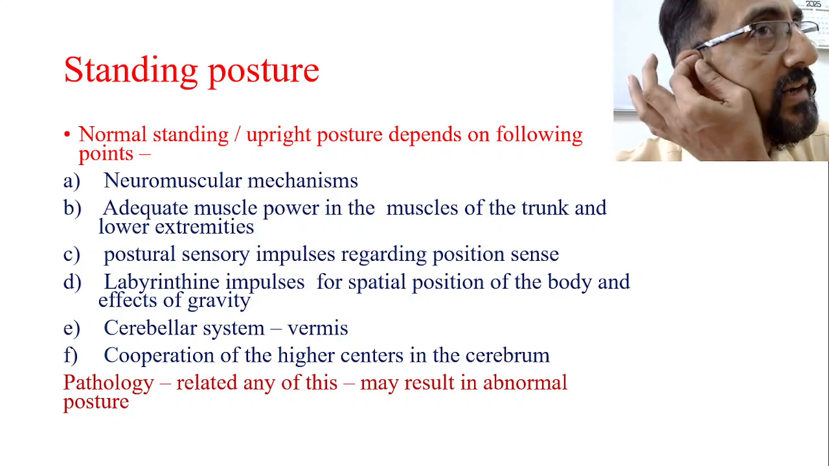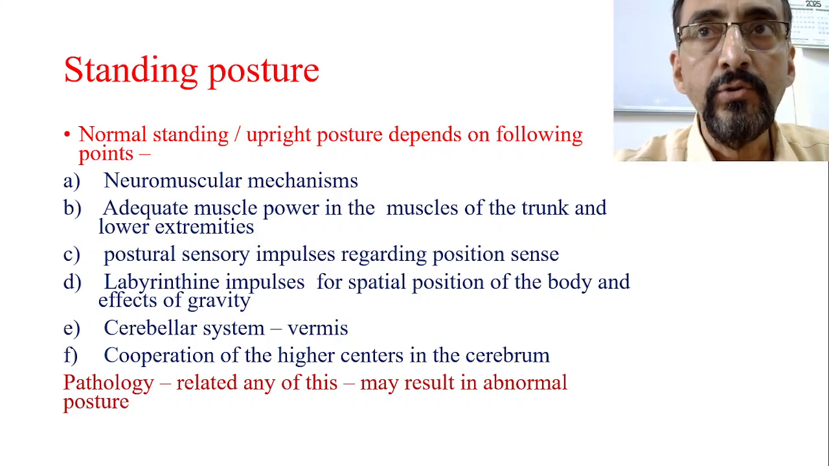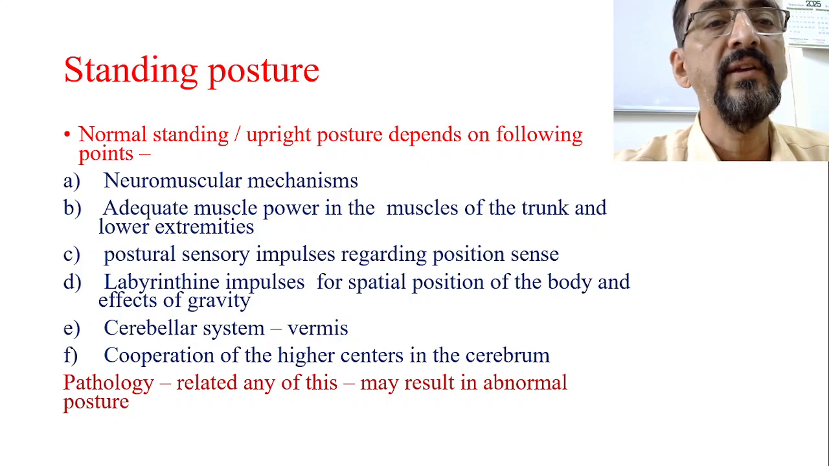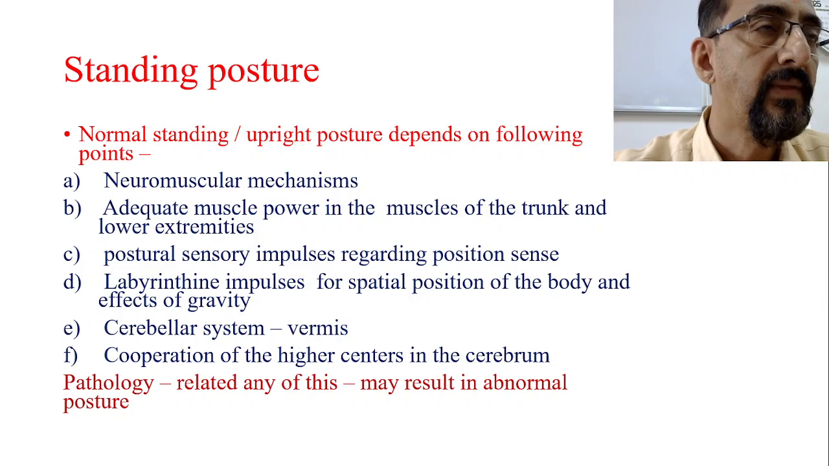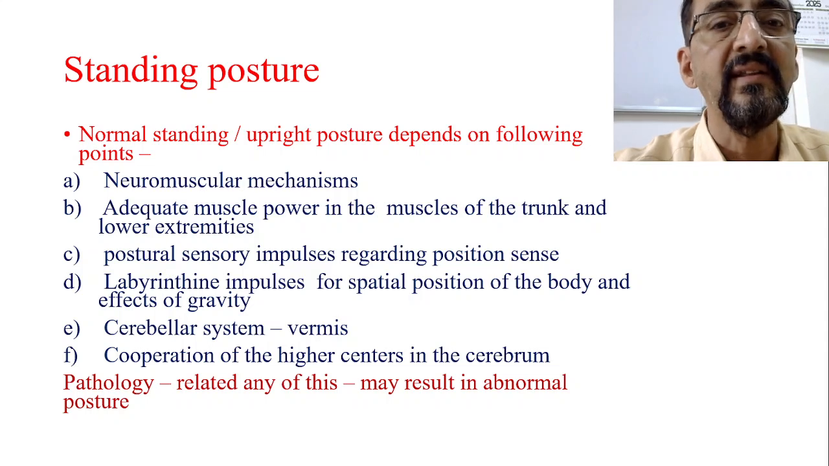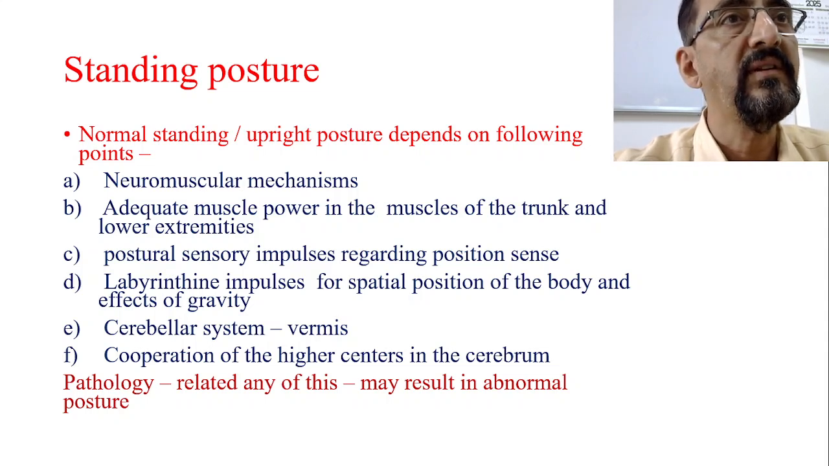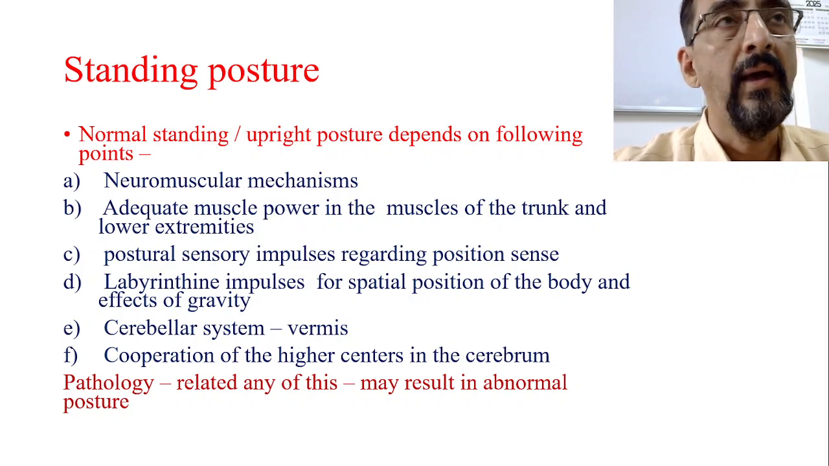Many times some skeletal problems may also lead to abnormal posture. Number two, which is very important for the posture, is adequate muscle power in the muscles of the trunk and lower extremities. Nerve supply is okay, neuronal supply is okay, but there is some localized problem in the muscle itself. The power of the muscle is reduced either in the trunk area, the axial area, or in the lower extremities. Definitely the posture of the child will change.